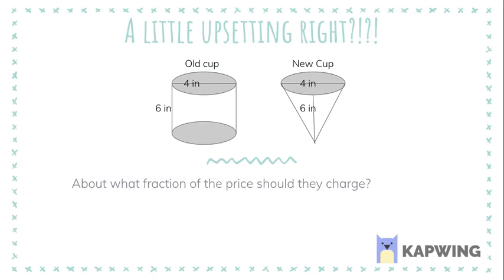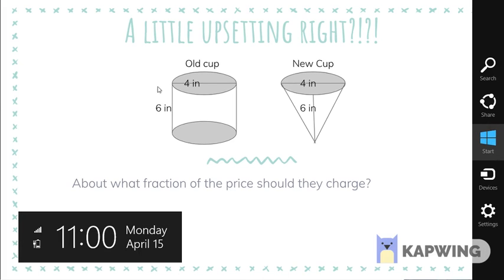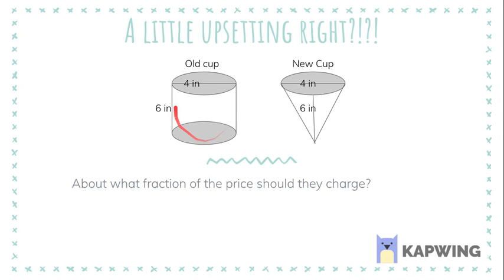So obviously some people are going to be a little upset with this. And just looking at that, you can see that this and this are two different shapes. This is obviously going to hold less in it than the old cup. So this is just a great example of how we visually do volume every day. We can look at these two different cups and see that the one on the left is the better option, especially if you're going to be charged the same price.